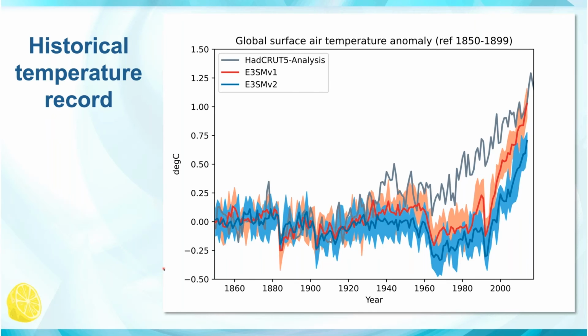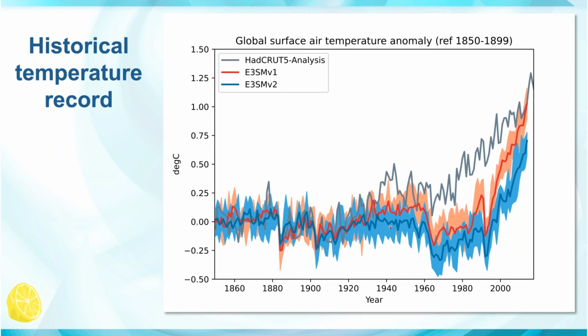But then we did the historical simulation, and unfortunately, that doesn't look quite as good. So this is the global mean surface air temperature anomalies from 1850 to 2015. The gray line is one of the observation products, the HadCRUT5 analysis. And then the red is E3SM V1 with the shading representing the ensemble range, and then V2 in blue, again with the shading of the 5 ensemble members.